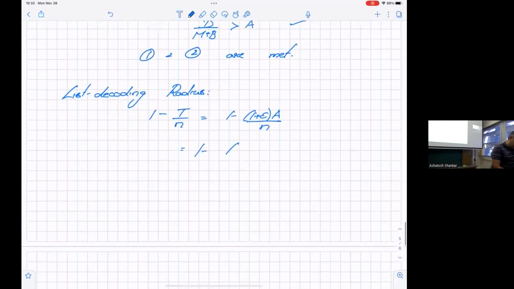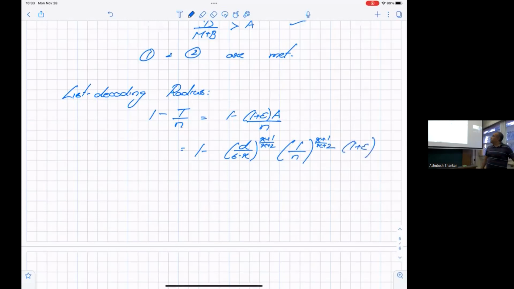With 1 minus d by s minus r to the power r plus 1 and r plus 2. There's n to the power 1 by r plus 2, but there's an n sitting below, so that everything together becomes 1 by n to the power r plus 1 by r plus 2. And there's a 1 plus epsilon opposite.